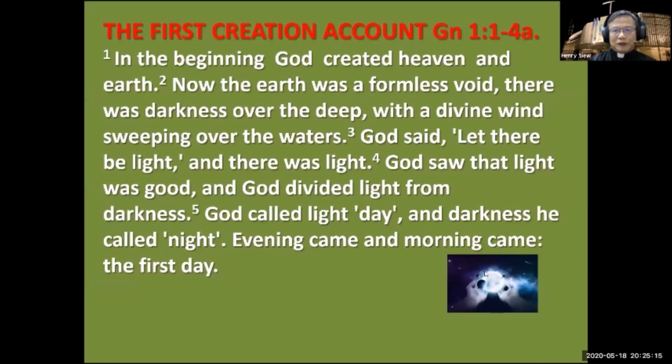So the first creation account, from Genesis chapter 1 to chapter 2, verse 4a, says that in the beginning God created heaven and earth. Now the earth was formless, void, with darkness over the deep, and the divine wind sweeping over the waters. God said, "Let there be light." And there was light. God saw the light was good, and God divided light from darkness. God called light day, and darkness he called night. Evening came, and morning came: the first day.